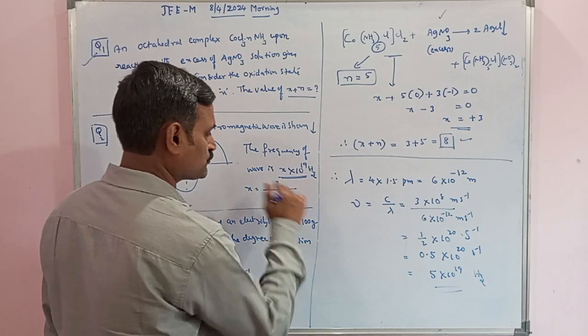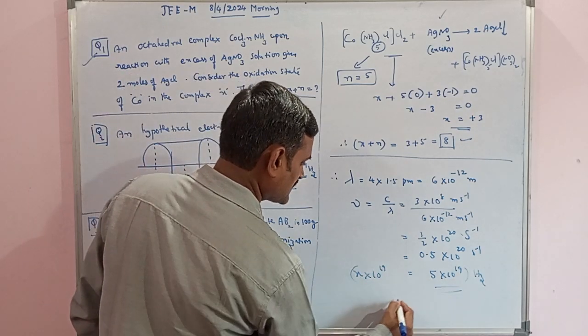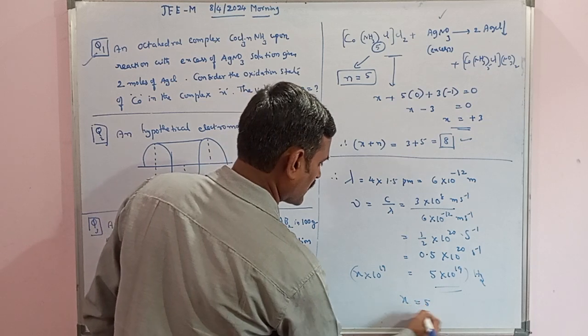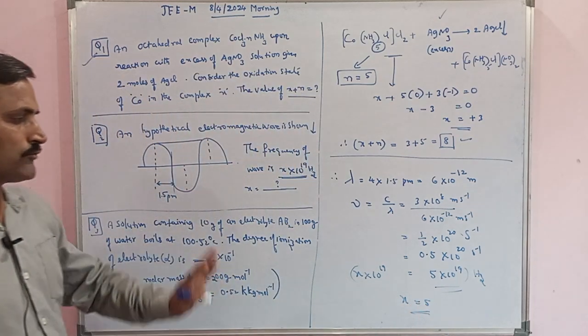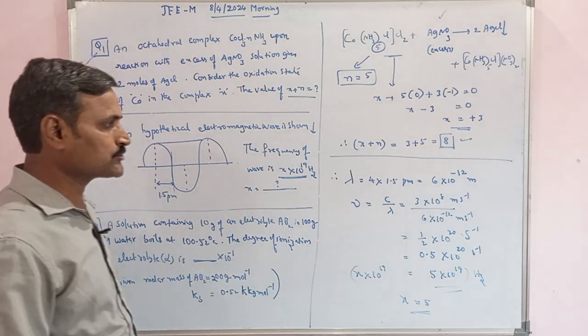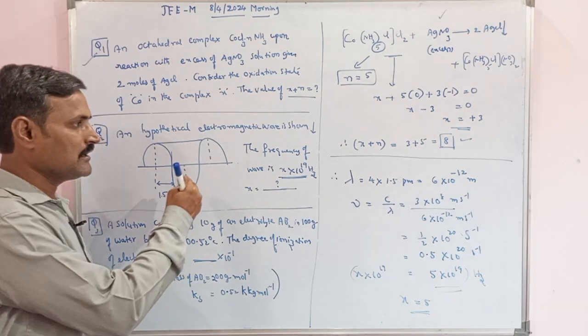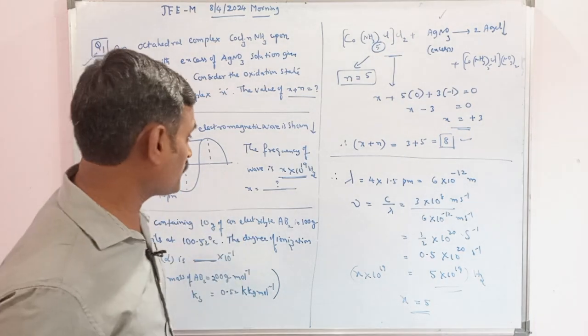Now if you compare this one with whatever they have given, x into 10 to the power of 19, what is the x value? X value is 5. So 5 is the x value for this hypothetical electromagnetic wave shown in this diagram. So this is from the structure of atom chapter, first year syllabus.